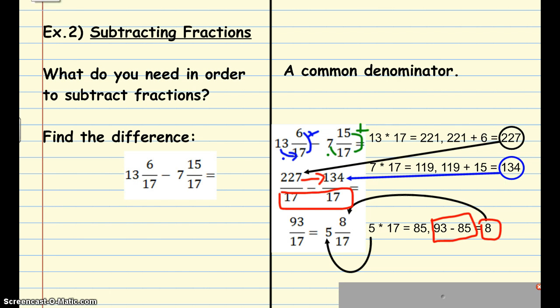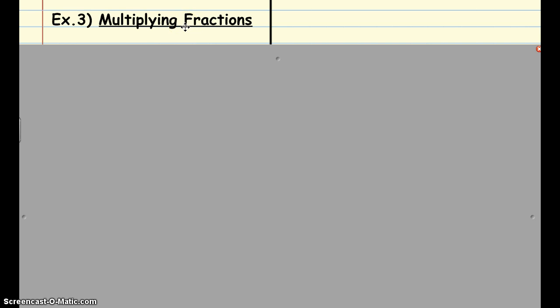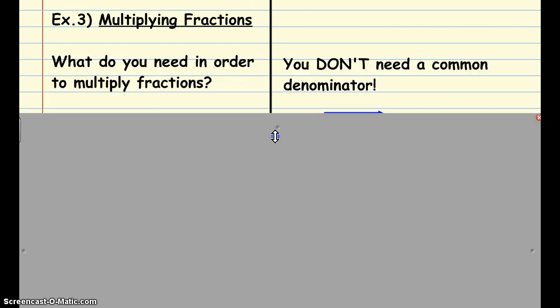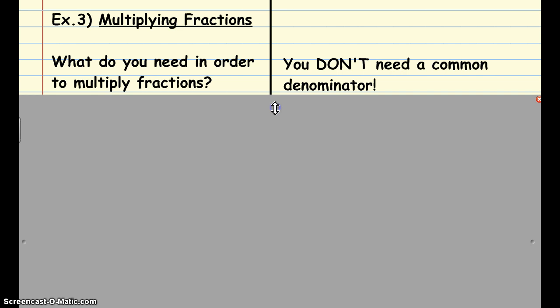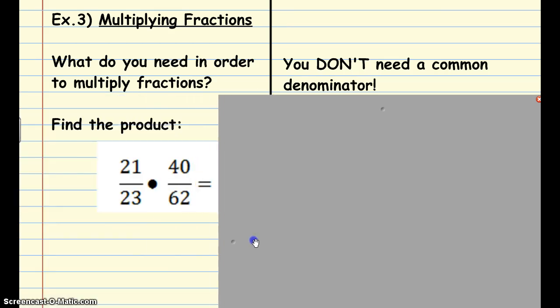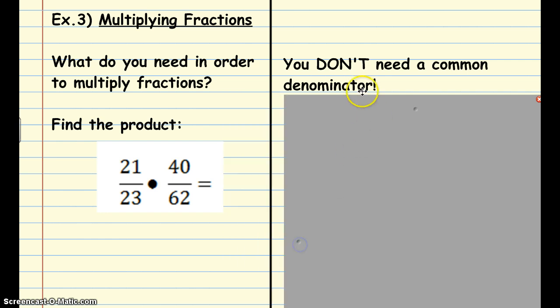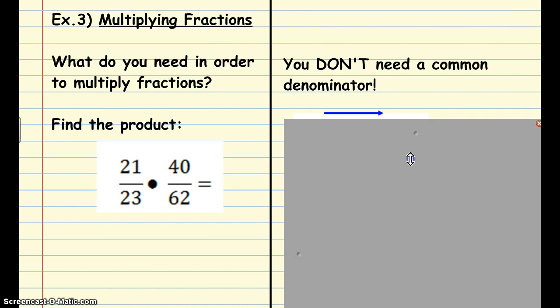Now let's move on to example 3, which is multiplying fractions. So what do we need in order to multiply fractions? Well, I can tell you what we don't need is a common denominator, which is completely different from adding and subtracting fractions. So let's take a look at my first example. We're going to find the product of 21 23rds and 40 62nds. Again, we do not need this common denominator.